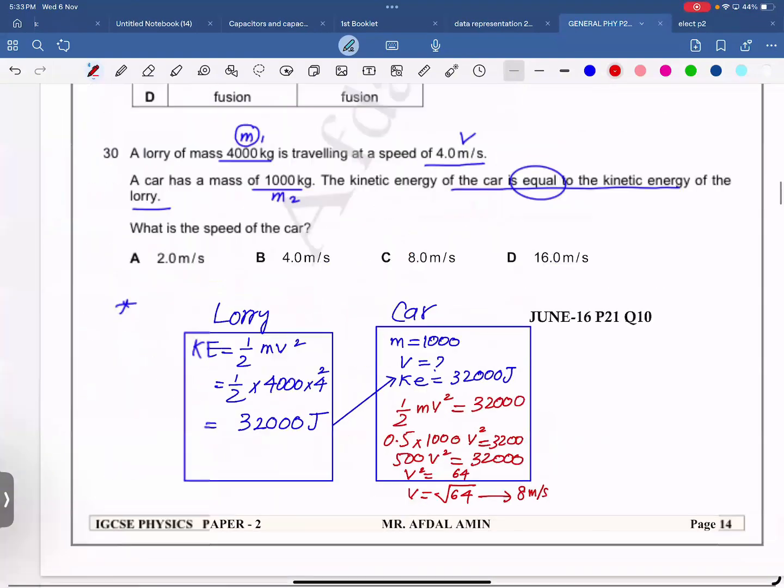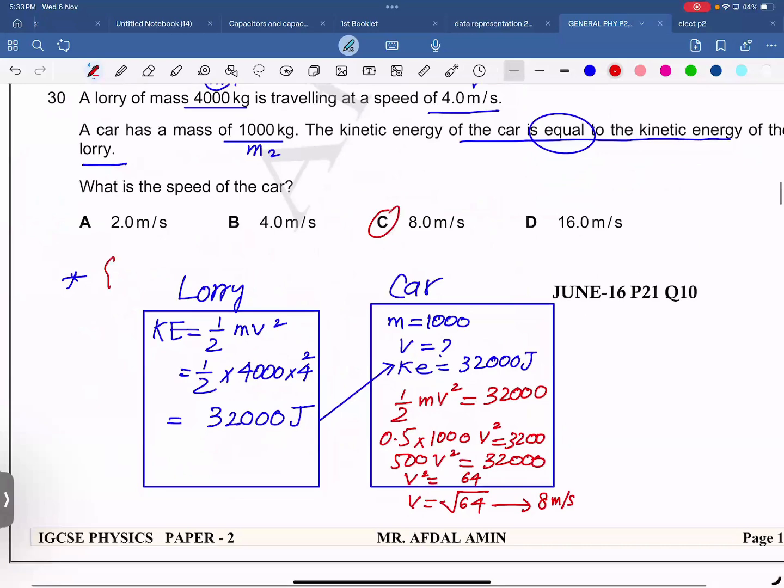Yeah, this was a bit indirect question. So step 1, what did we do? We found the kinetic energy of lorry, and then use this energy to find speed of car.